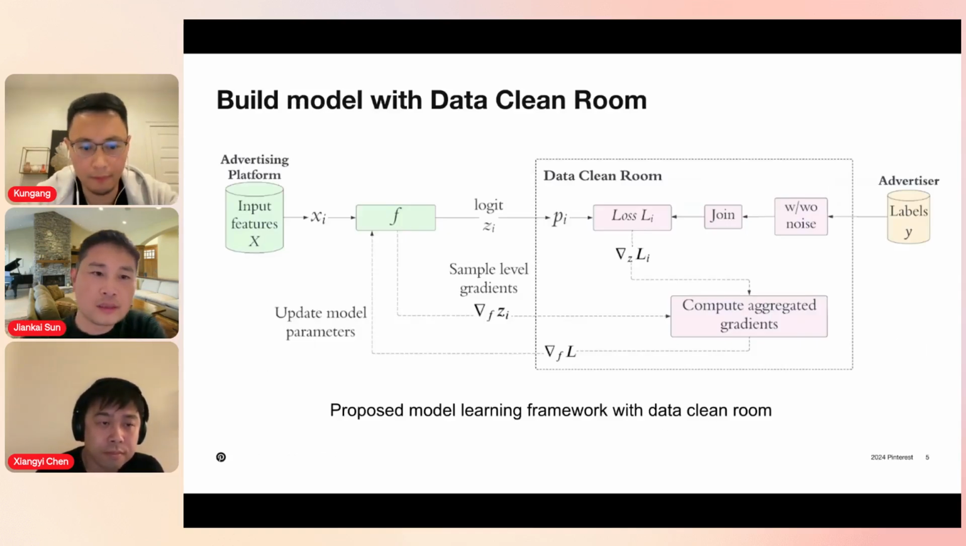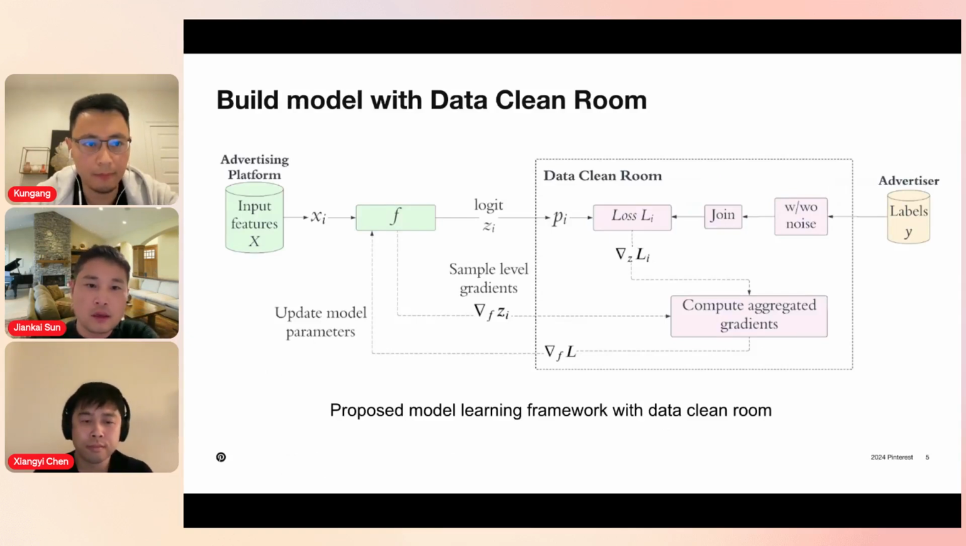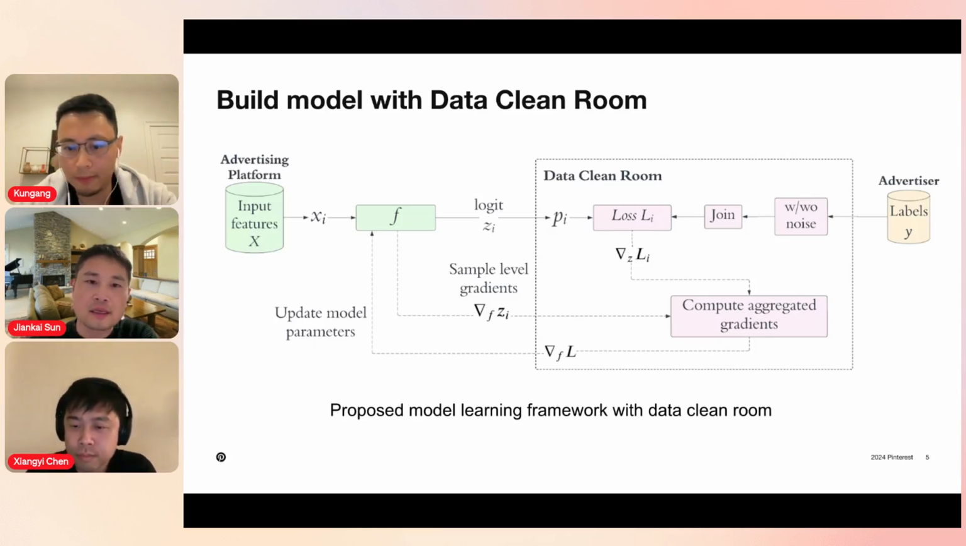So thanks, Kungang. I will talk about how to build models with data clean room. There are three parties in the framework: the advertising platform, the advertiser, and the data clean room. During model training, the platform will take the input features and send them to its own neural network F, and get the prediction logic and the corresponding prediction probability. The platform will send the prediction logic and probability to the data clean room.